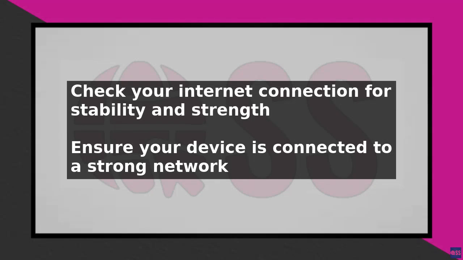To fix playback error on YouTube TV, start by checking your internet connection. Ensure your device is connected to a stable and strong network, as a weak connection can cause playback errors. You can check your internet speed by visiting a website that offers free speed tests.